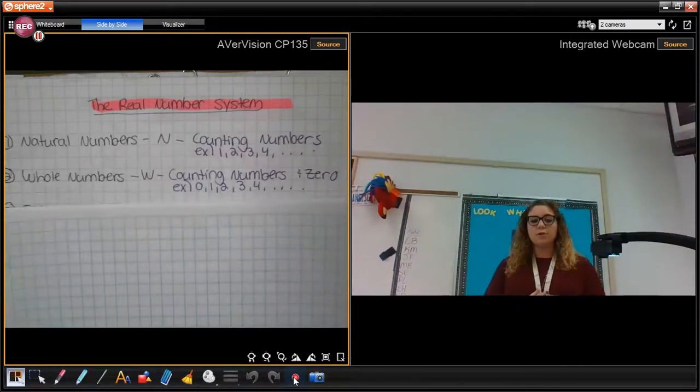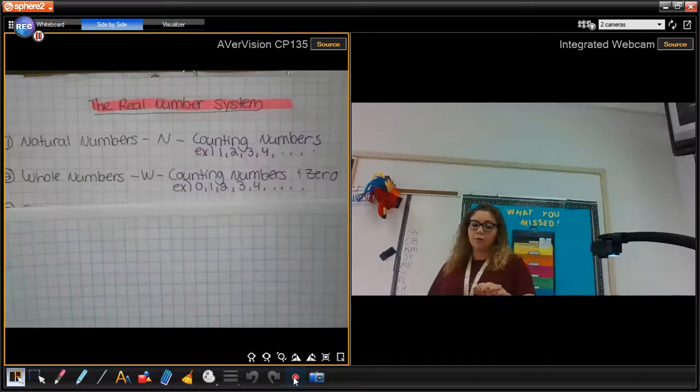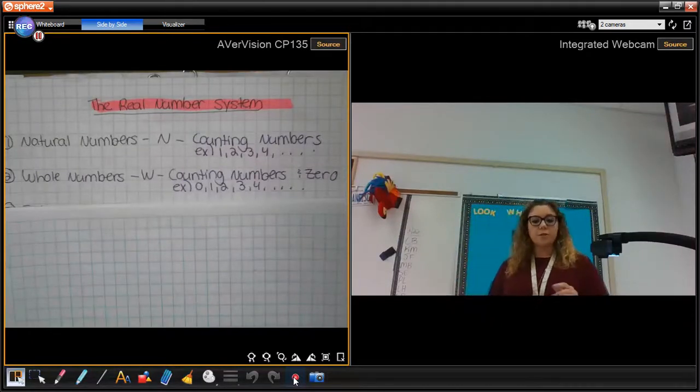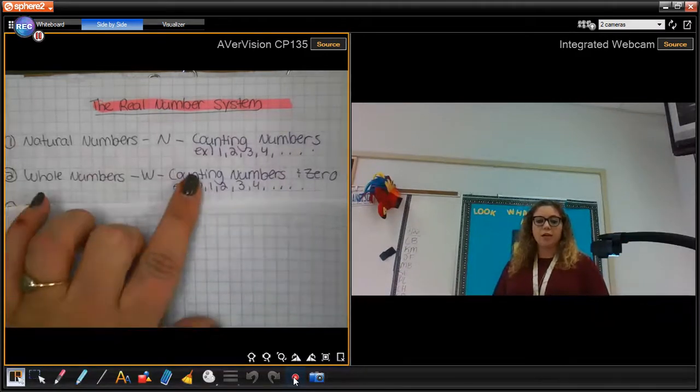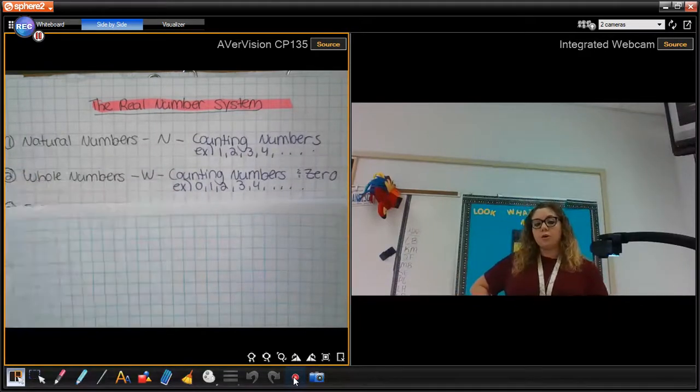Your whole numbers are your counting numbers plus 0. So this time you have 0, 1, 2, 3, 4. Again, no fractions, no decimals, just whole numbers. So the difference between your natural and your whole numbers is just the 0. Your natural numbers is not going to include 0. Your whole numbers are going to include 0.